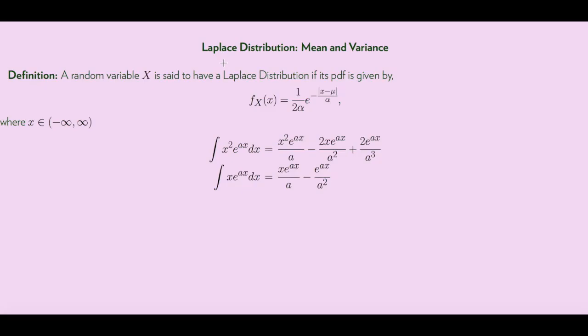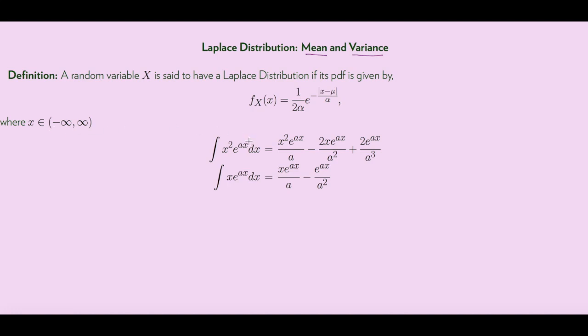Hello, so in this video we will talk about the Laplace distribution and we will specifically try to evaluate the mean and variance of this random variable. So by definition, a random variable x is said to have a Laplace distribution if the PDF is given by 1 over 2 alpha e to the power of minus absolute value of x minus mu divided by alpha, and the support is all real numbers.